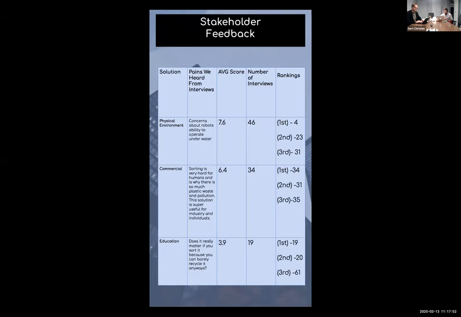Anyone? Yes. So I was more curious about the business side of this. So who pays for all these robots and how is the cost recovered? Do you have any insights, any thoughts about that?